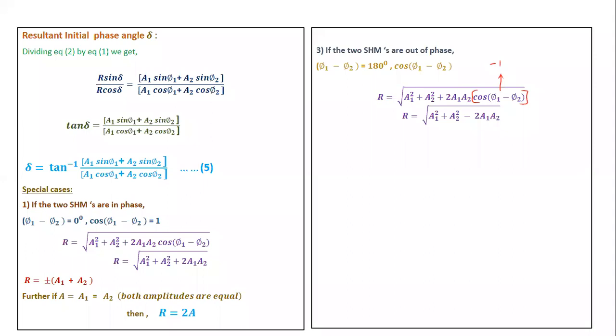Now this is the expansion of a1 square plus a2 square minus twice a1 a2. It is the expansion of a bracket a1 minus a2 bracket square. So we can write here root of a1 minus a2 bracket square. So root of a1 minus a2 bracket square means a1 minus a2 simply.